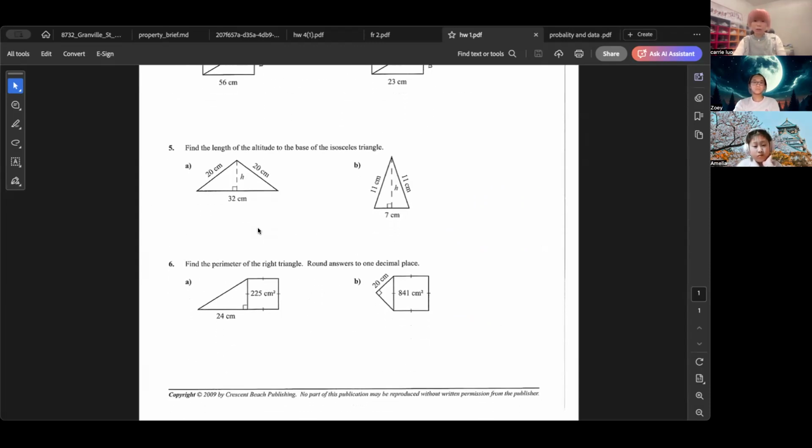When we're asked to calculate, find the length of the altitude, sorry, that means we need the height of this one, right? So how do we get this one? We can use the Pythagorean theorem, and we know that because this is perpendicular to this line, it exactly cuts this line in half, right? So we have 20 centimeters, 16 centimeters. We can easily find this one equals what? 12 centimeters.